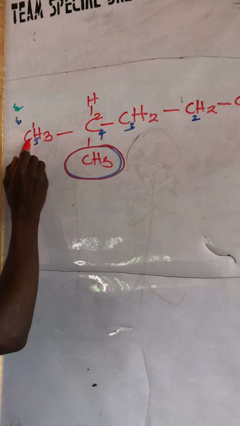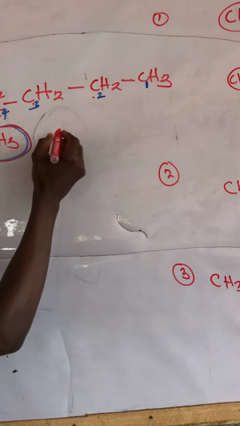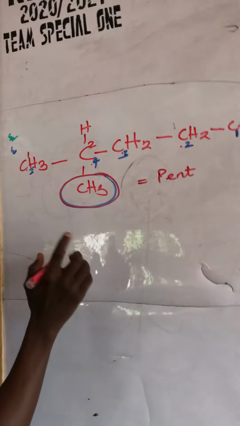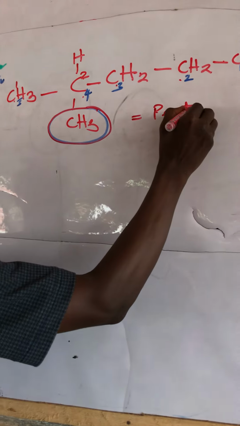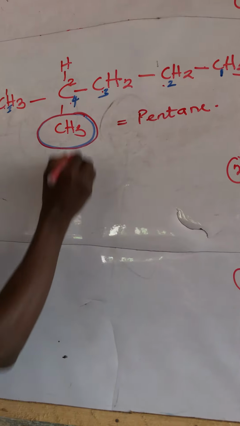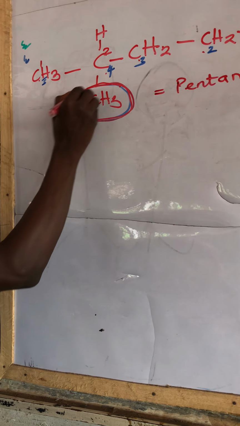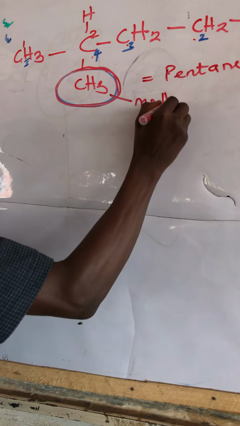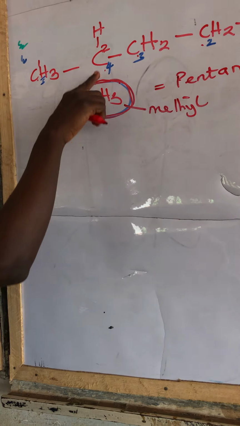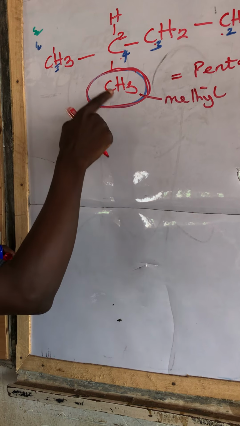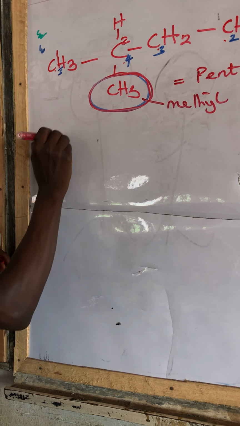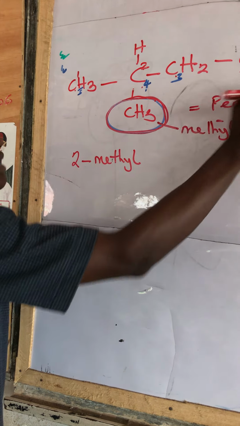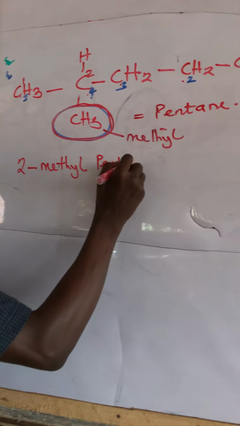Now, my longest carbon chain is 1, 2, 3, 4, 5. That serves as pent. Now, because we are dealing with the alkane group, it's going to be pentane. Now, what is the name of the substituent we have on carbon 2? We have a substituent known as methyl. Methyl is on carbon 2. So we say 2-methyl. And the longest carbon chain here is pentane, 5.